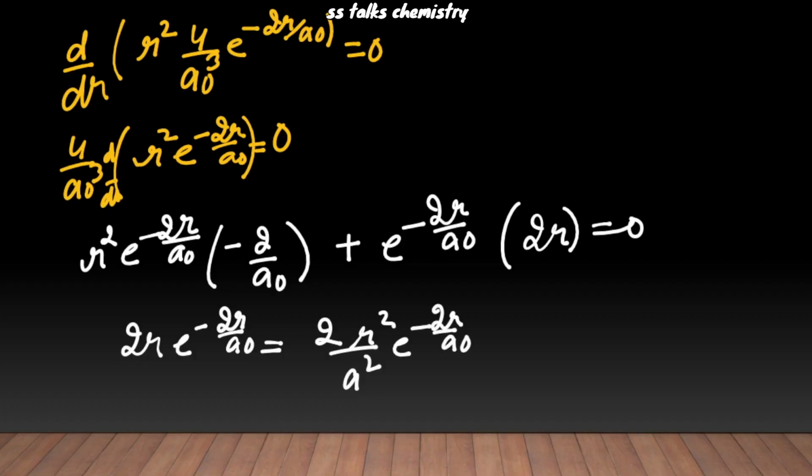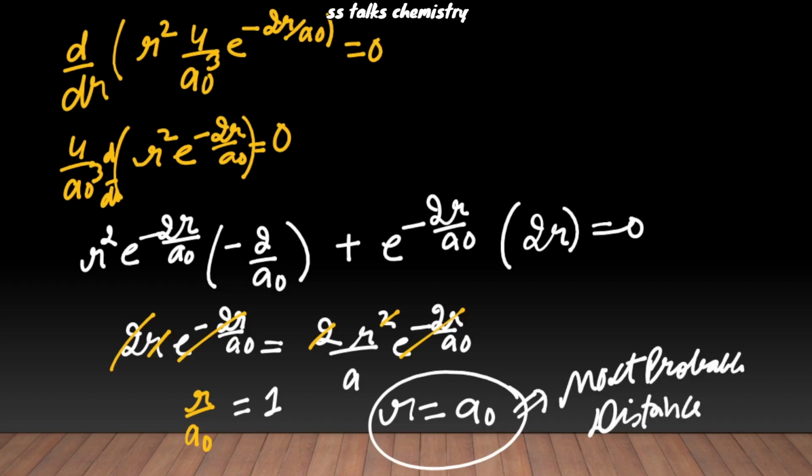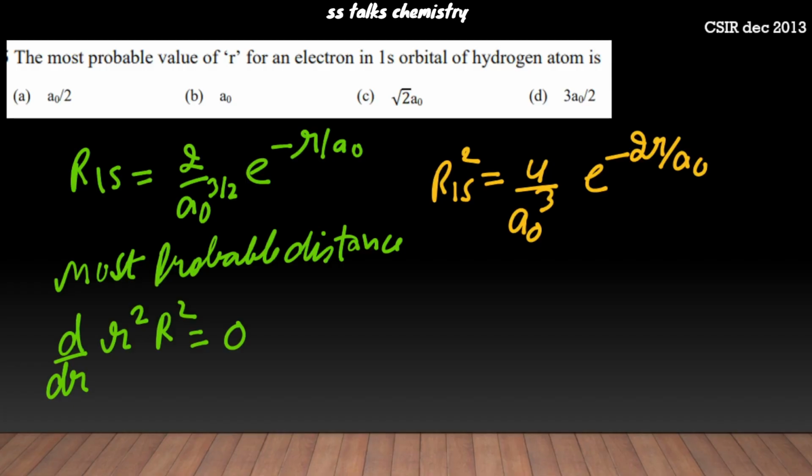a naught. So on both the sides, these exponential terms will get cancelled out, right? So this 2 and 2 will get cancelled. One of the r and one r will get cancelled out. We are getting r upon a naught. This is not the square, here it is a naught. This value is equal to 1 only. This implies r is equal to a naught. So this is going to be the most probable distance. Most probable distance, right? So r is equal to a naught. Option B becomes the right answer.